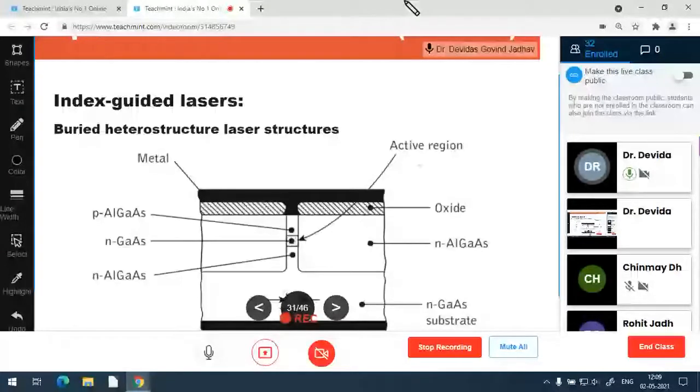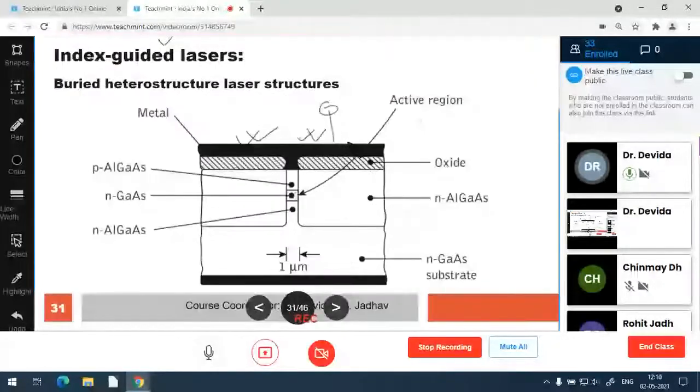So this is also one more structure, that is the index guided laser. Okay. So again there is a metal on the top side of this. Metallization is there where we have to connect the battery terminal, and on the lower side also there is a metallization. There again we have to connect the power supply to this metallization. So within that there is a semiconductor structure.